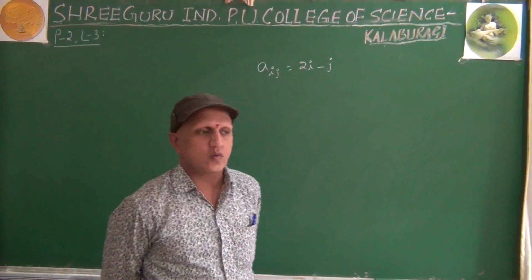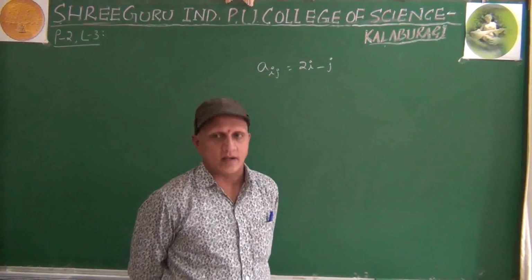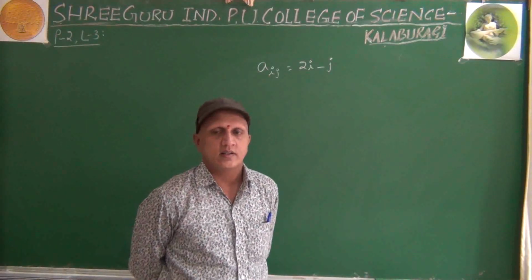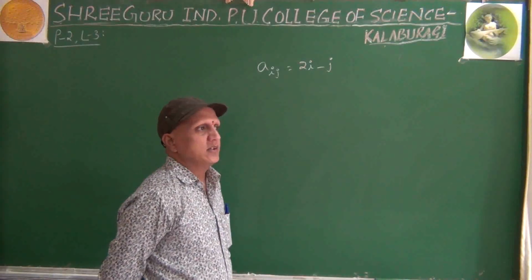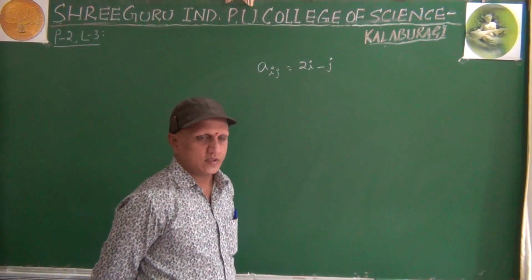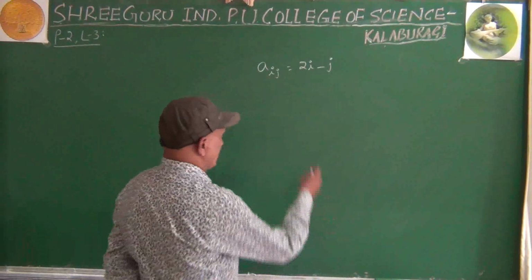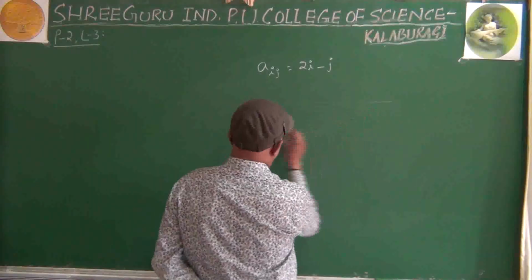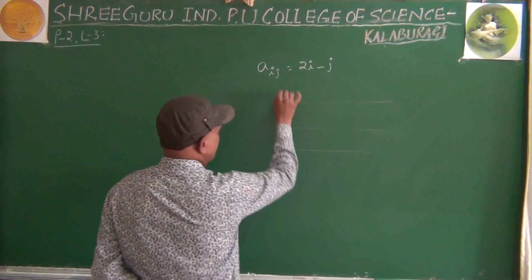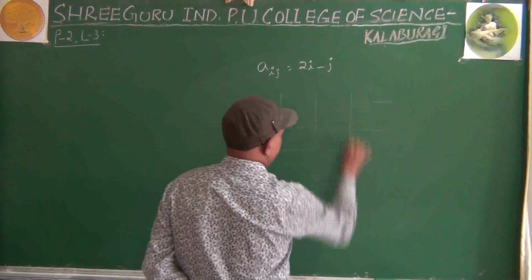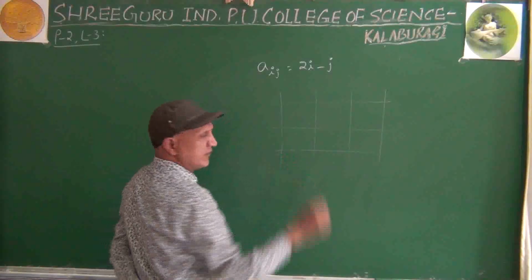In the question, we have to construct a 3 by 4 matrix. A 3 by 4 matrix means 3 rows, 4 columns. Three rows, 4 columns. 1, 2, 3, 4. Right?